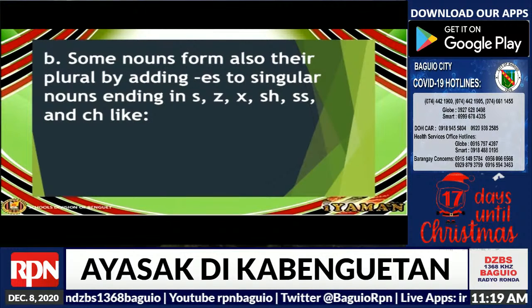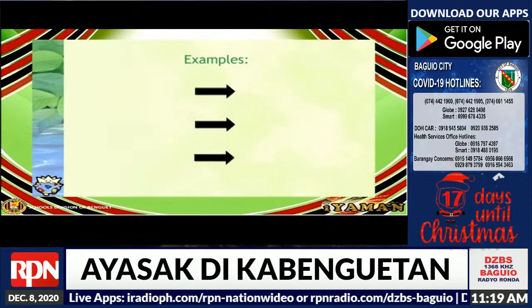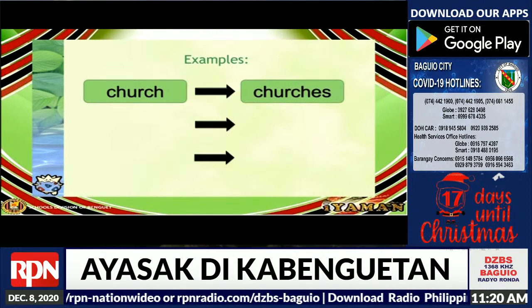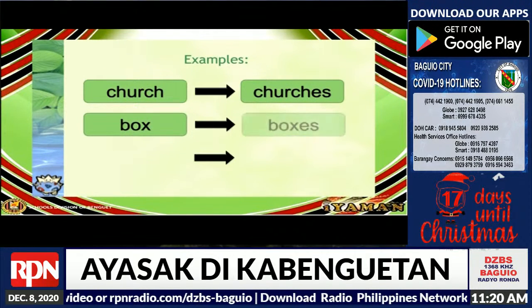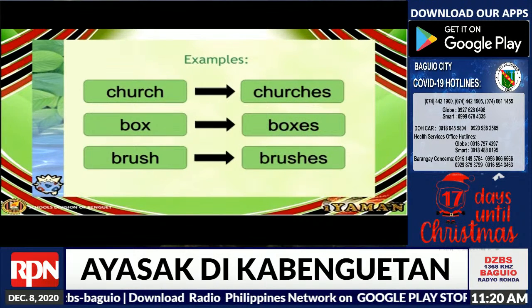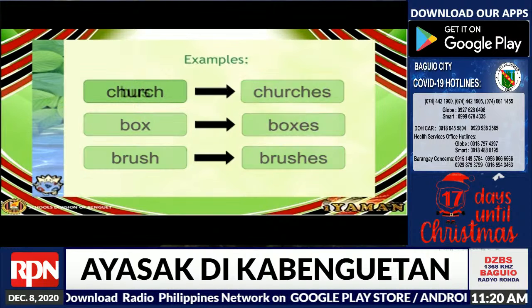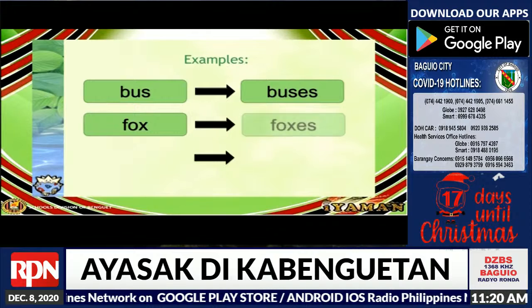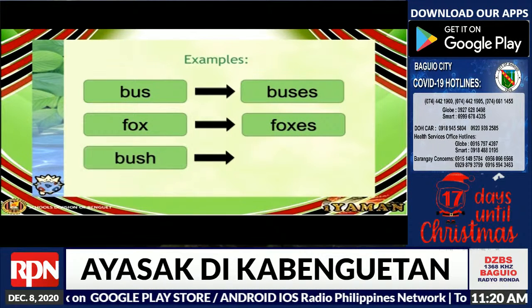Second, some nouns form their plural by adding es to singular nouns ending in s, z, x, sh, and ss. Examples: church, we add es, churches. Box, boxes. Brush, brushes. Bus, buses. Fox, foxes. Bush, bushes.